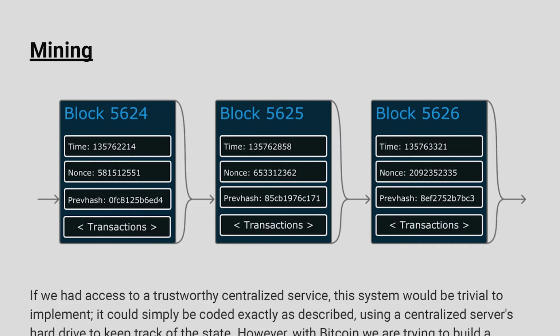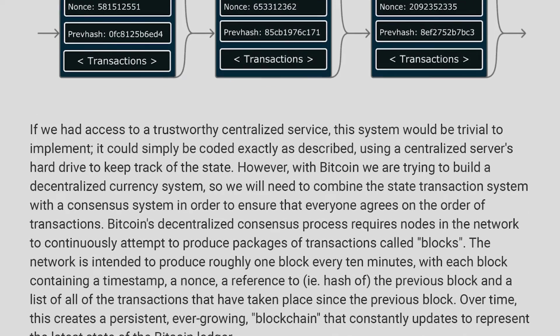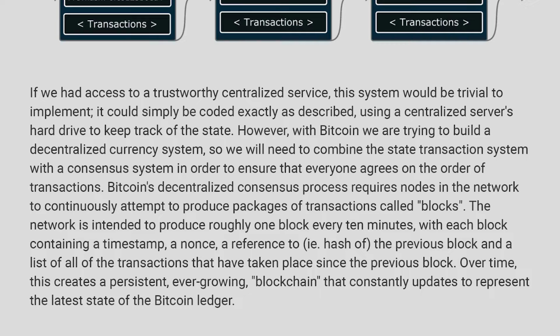Mining. If we had access to a trustworthy centralized service, this system would be trivial to implement. It could simply be coded exactly as described, using a centralized server's hard drive to keep track of the state. However, with Bitcoin, we are trying to build a decentralized currency system, so we will need to combine the state transition system with the consensus system in order to ensure that everyone agrees on the order of transactions.